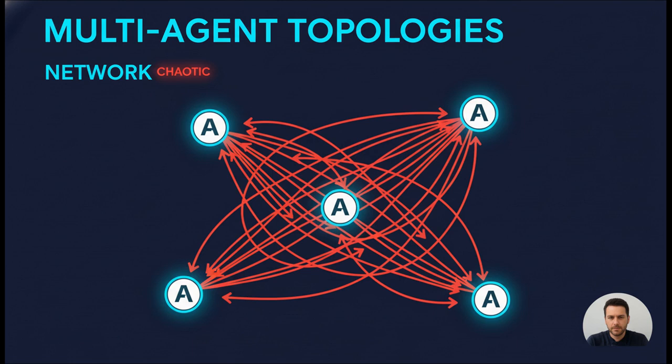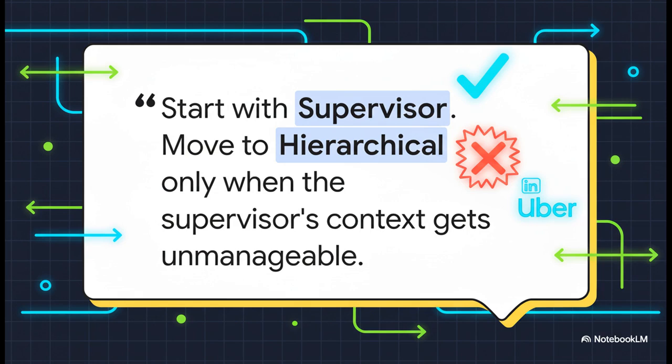And then you have hierarchical, which is really for when your system gets so complex that one supervisor just can't manage everything anymore. And hey, don't just take my word for it. This is the explicit recommendation from the LangGraph team themselves. Don't over-engineer this stuff. Start with a supervisor model. It's powerful, it's debuggable, and it's what companies like LinkedIn and Uber are actually using in production. You should only scale up to a hierarchy when you absolutely have to.